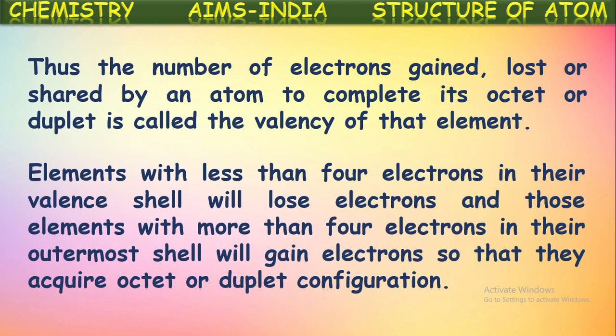Okay. Elements with less than 4 electrons in their outermost shell or valence shell will generally lose electrons. So if the elements have 1 or 2 or 3 valence electrons, generally those elements will lose those electrons and hence they get octet configuration. And those elements with more than 4 electrons, if they have 5 or 6 or 7 electrons in their outermost shell, those elements will gain electrons so that they acquire octet or duplet configuration. Okay.